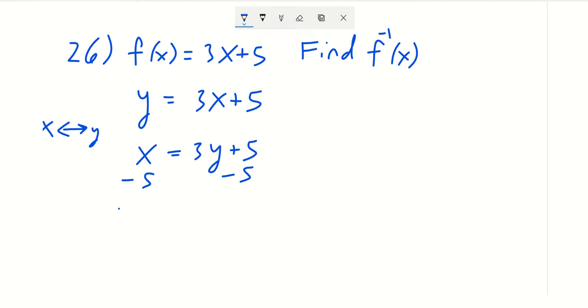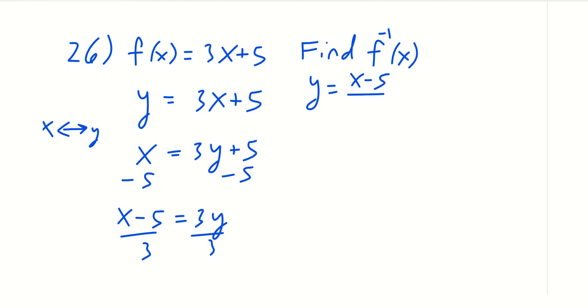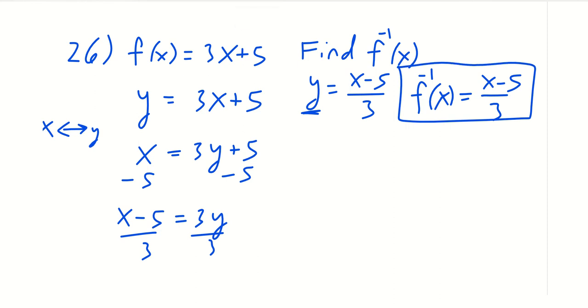We can subtract 5 from both sides. That produces x minus 5 equals 3y. We can now divide both sides by 3, and what we come up with is y equals x minus 5 divided by 3. This new expression for the variable y isn't the same as the original y expression we started out with. This is actually our inverse function. So we can now return back to the inverse notation. Everywhere we see a y, we're going to put f inverse of x, which is x minus 5 divided by 3. So that's the key to finding an inverse function.